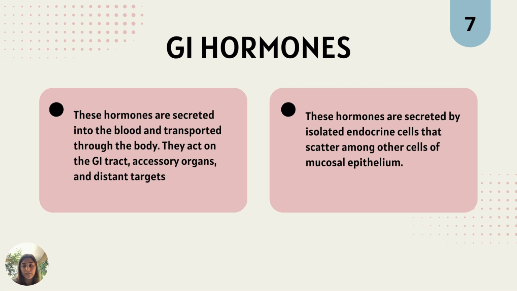And in 1905, another physiologist found the existence of a gastric hormone that stimulates gastric acid secretion. It took more than 30 years for researchers to isolate a relatively pure extract of the gastric hormone, and it was finally named gastrin. These hormones are secreted into the blood and transported through the body. They act on the GI tract, accessory organs, and distant targets such as the brain. These hormones are secreted by isolated endocrine cells that are scattered among the cells of the mucosal epithelium.